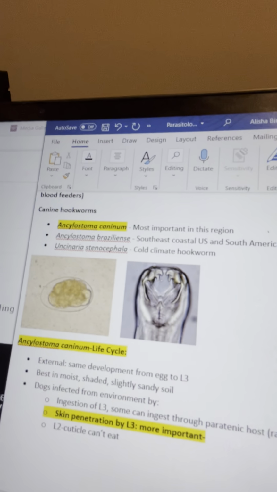So we have canine hookworms. We have the Ancylostoma caninum, which is the most important in our region, and then we have the Ancylostoma braziliense, which is in the southeast coastal U.S. and South America, and then we have Uncinaria stenocephala, which is the cold climate hookworm. But here's what they look like. So those are our hookworms.